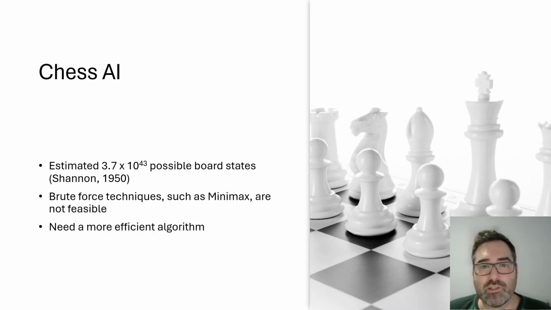Let's now consider a chess AI. We could brute force the problem as we did before, however it might take a while. Chess has an estimated 3.7 times 10 to the power of 43 possible board states, meaning that all but the most generous of game clocks will have expired before the optimal next move has been determined.